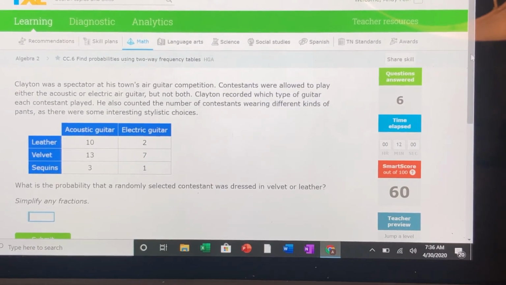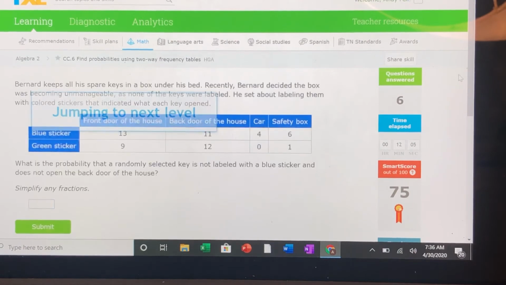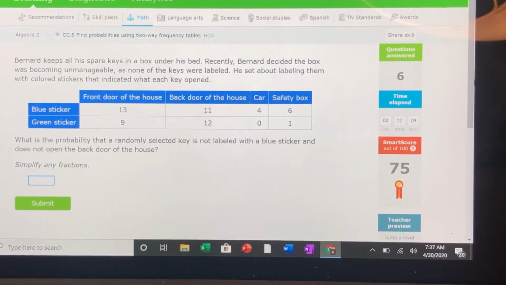Let's jump up one more level. Let's do one more problem, see how this goes. I think you're getting the idea now. The biggest thing here is just making sure you understand the difference between and or. All right, we're at 75, so we're pretty close to 80.